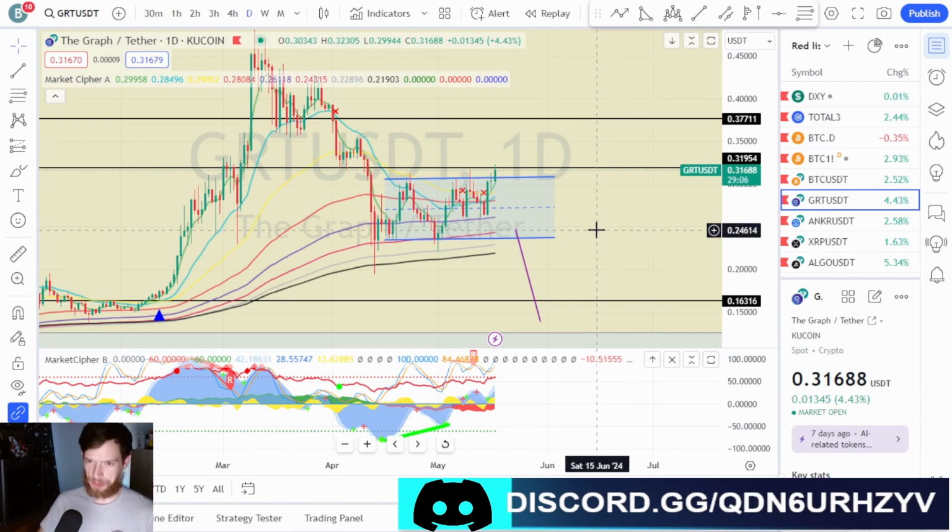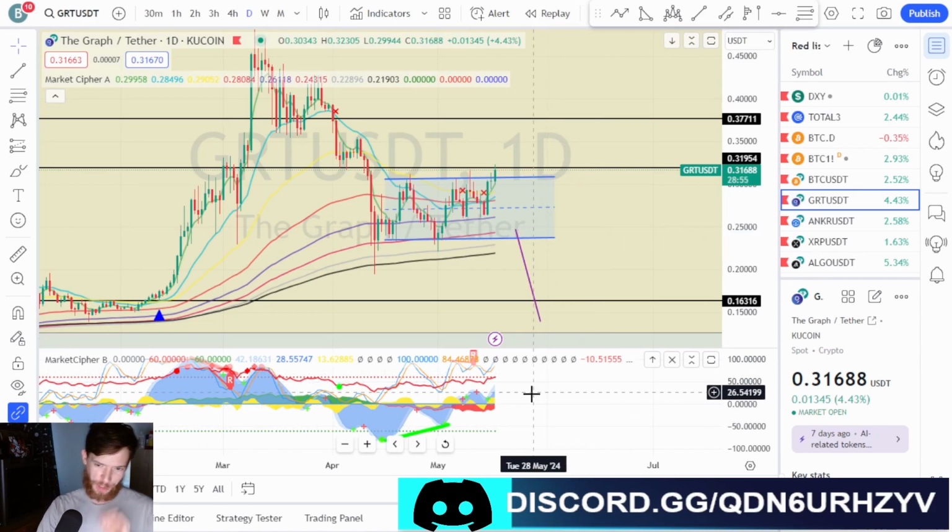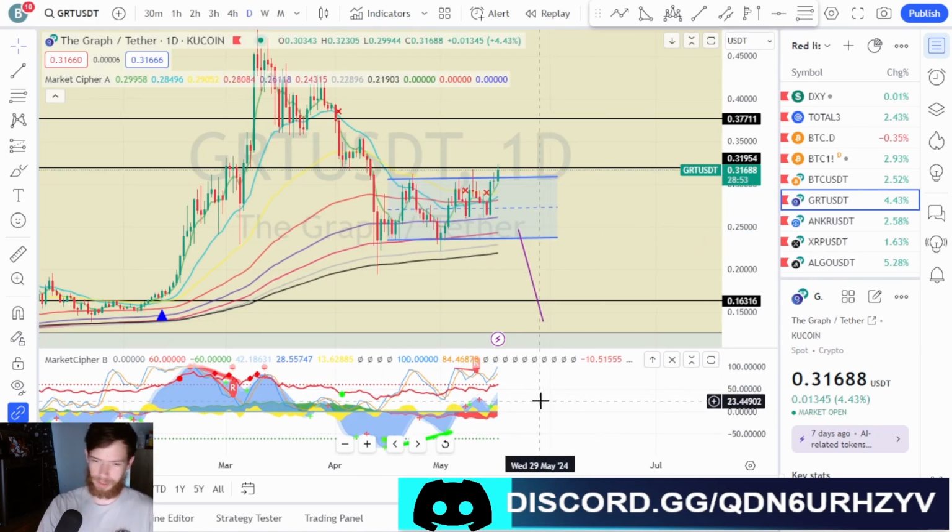Over on Graph for the daily, we are pushing up to our 31,954. I would exercise caution as we did get rejected, but we got a break away, possibly invalidating the bear flag. I would still watch for confirmation, but if you were watching, we did warn this was a possibility.